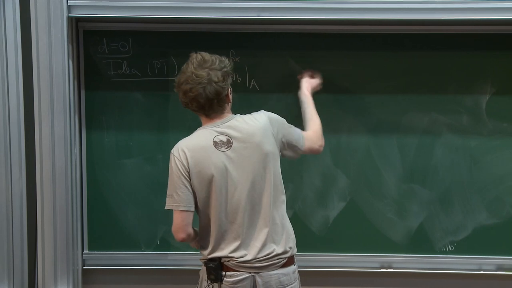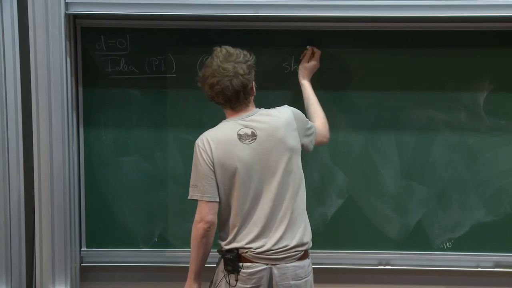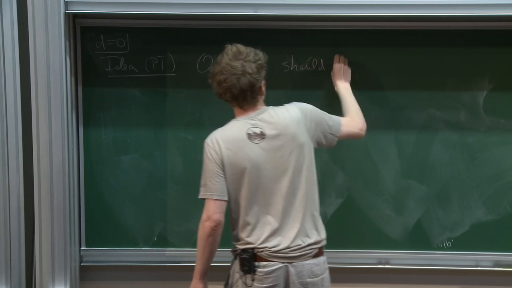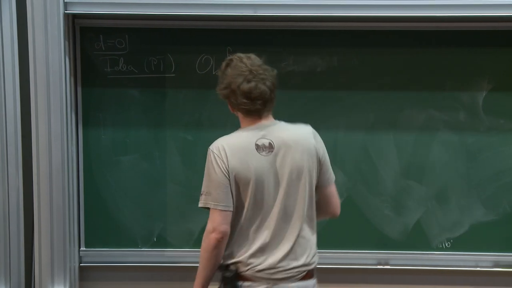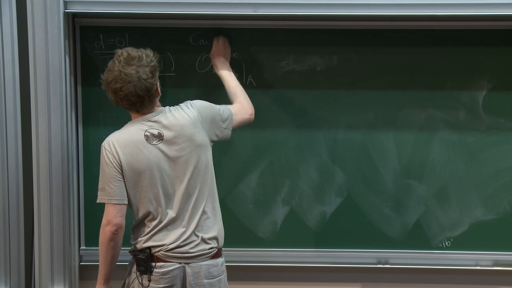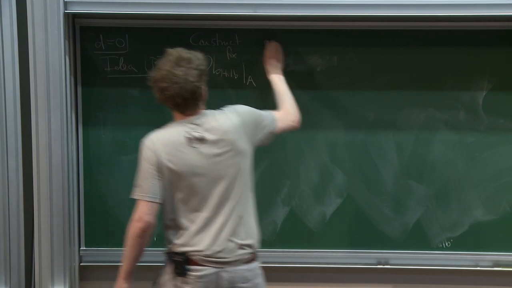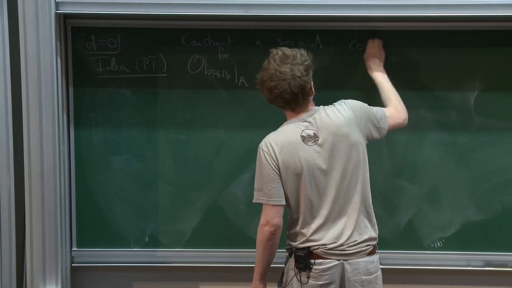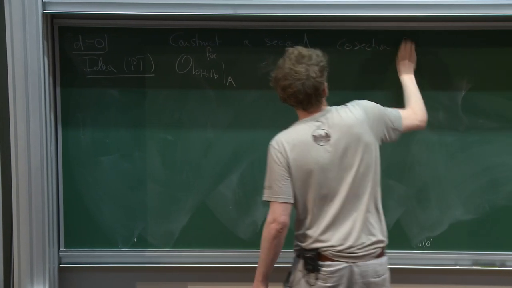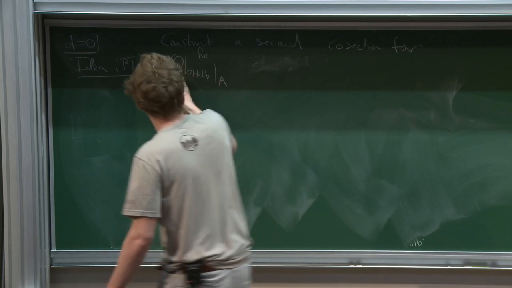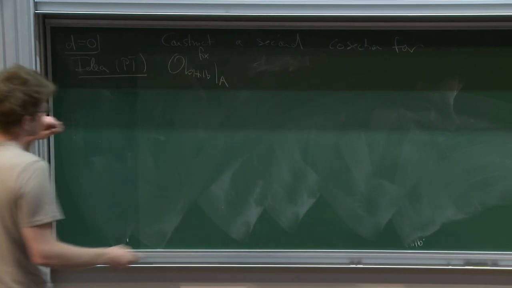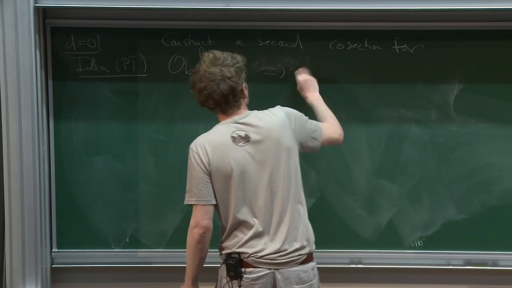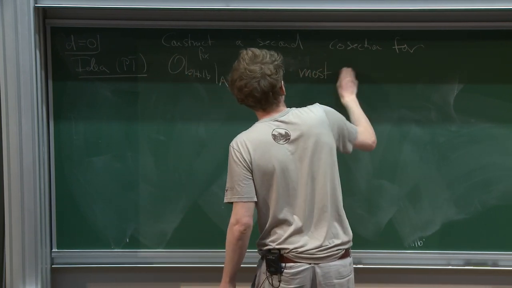So, construct a second cosection for this fixed part of the obstruction theory restricted to this component. Okay. And so from this you get that most components vanish.